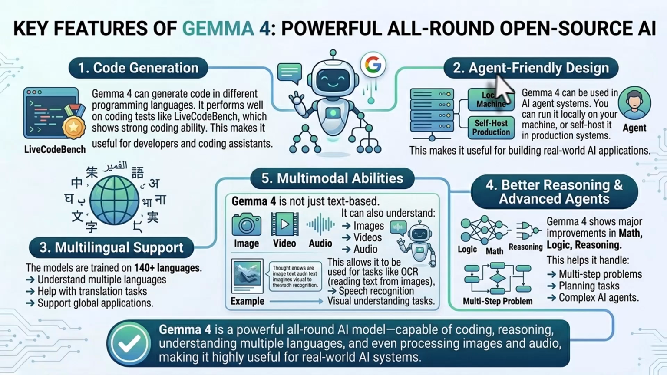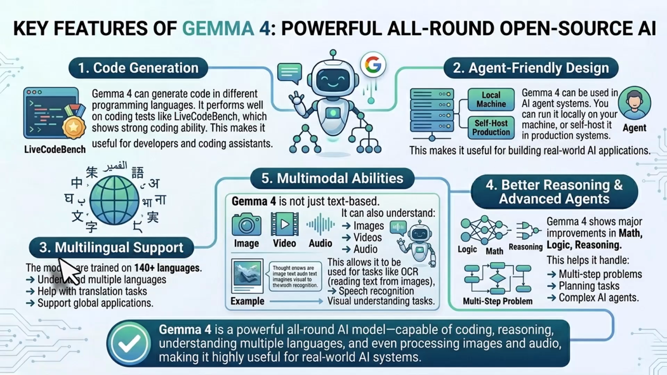And the second key feature is agent-friendly design. Gemma 4 can be used in AI agent systems, and you can run it locally on your machine or self-host it in production systems as well. So you will be able to build real-world AI applications.